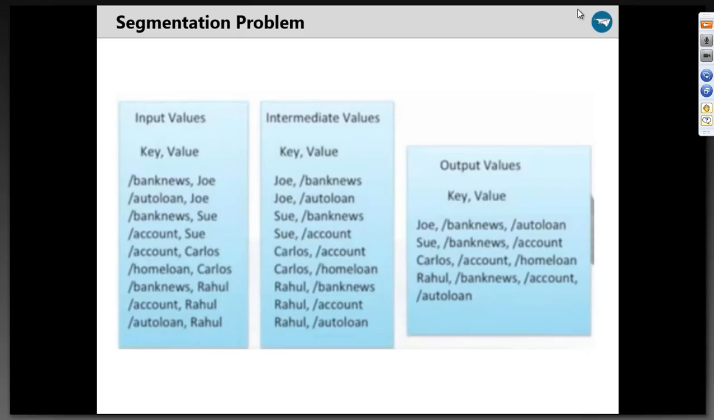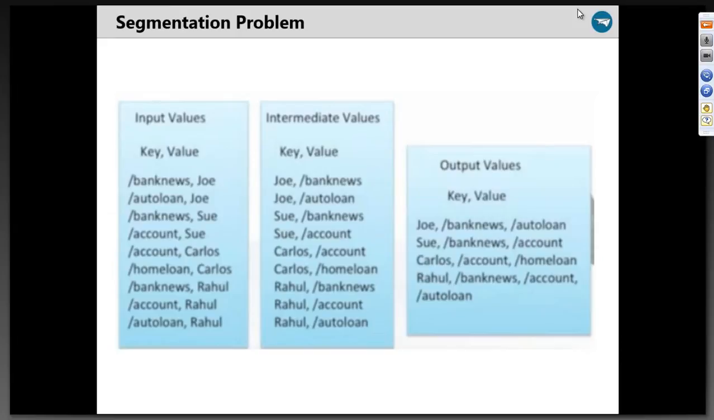So pretend it's like this. Pretend this is our input value on the left, and then we're going to our output value on the right. So imagine that we have Joe, who subscribes to bank news and auto loan, and Sue, who does bank news and accounts. And what we want to get to is we want to know everything that Joe wants, everything that Sue wants, everything Carlos wants, and Raul wants.